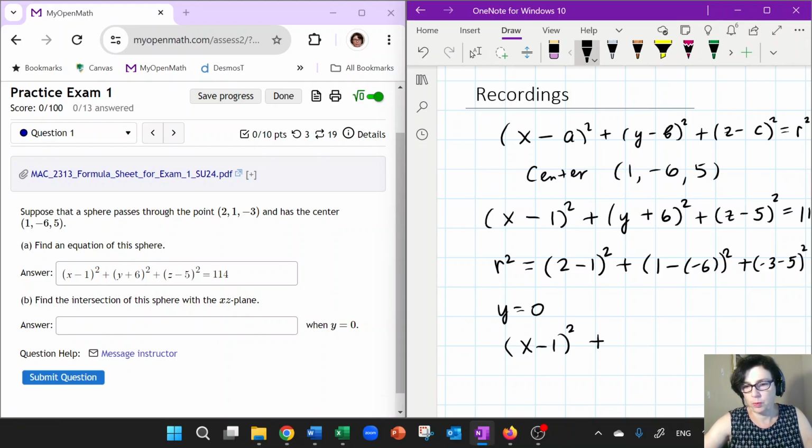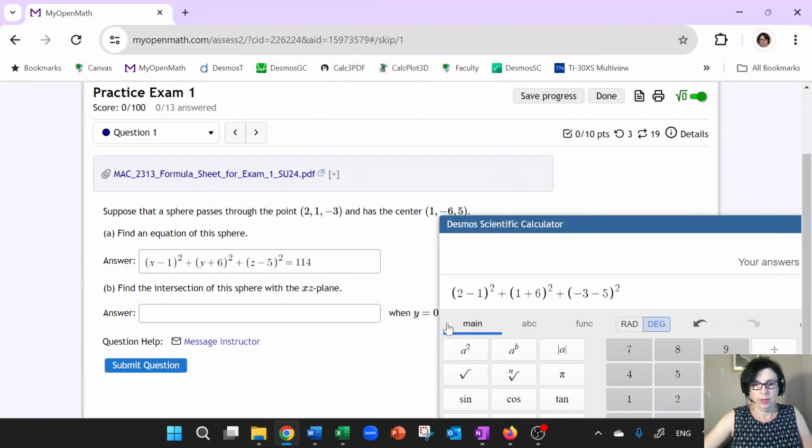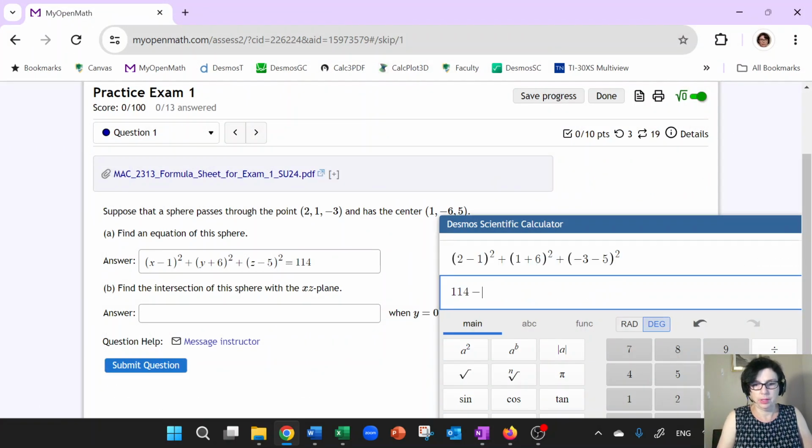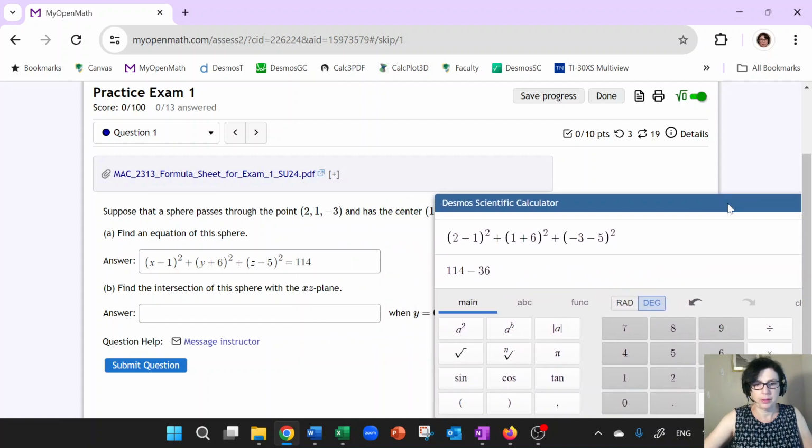So when y = 0, substituting 0 right here, we're going to get 6² + (z - 5)² = 114. The last step is to just subtract 36 from both sides to cancel it out, and other than that, that's the answer. So whatever this is, 114 minus 36 is 78.